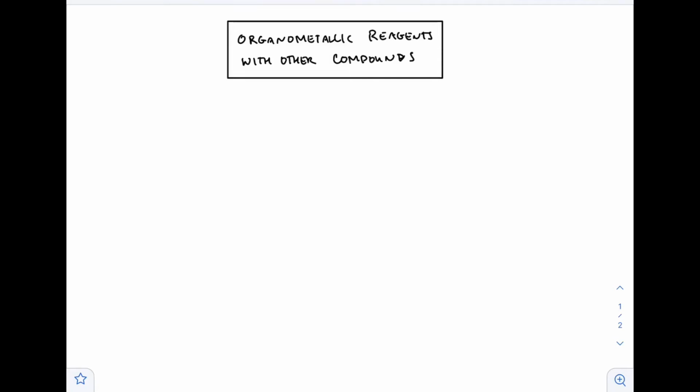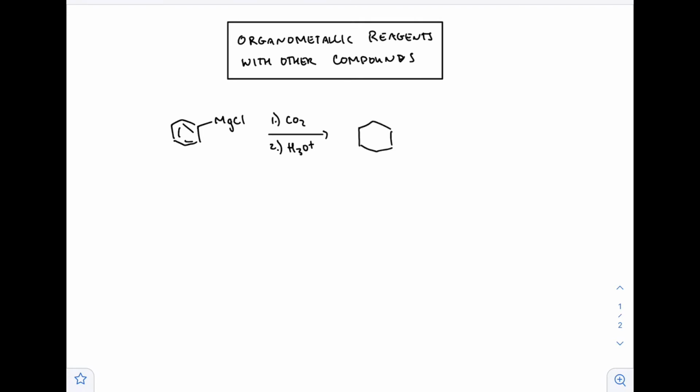All right, so this video is going to be on organometallic reagents with other compounds. So, for example, phenylmagnesium chloride with CO2 and acid is going to get you a fun little carboxylic acid. And once we're done with these types of reactions, we're going to talk about the alpha beta unsaturated carbonyl compounds, as well as some synthesis type problems.